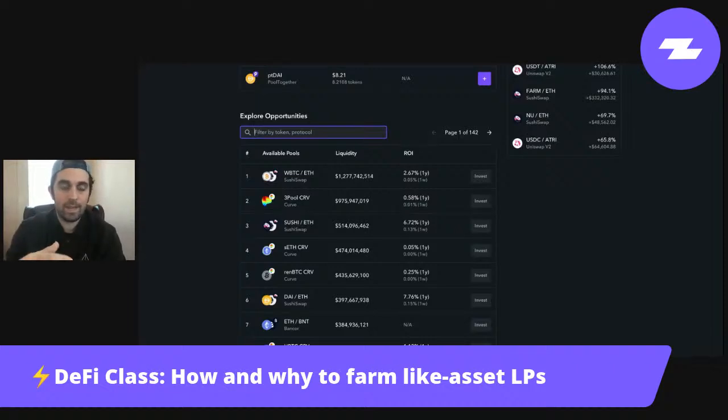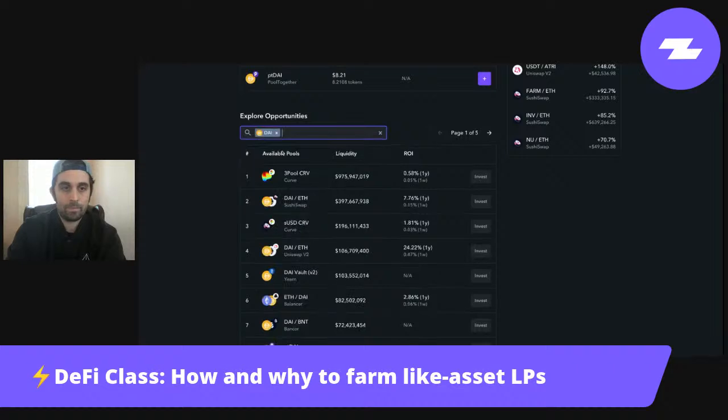Now, because I'm focused on like asset LPs, or pools that have assets that are essentially the same value or should be around the same value, I could start one of many different ways. I could start with a token like DAI, and then I can just start to look for LPs that involve DAI. So the 3pool on Curve is all stablecoins, and that could be an opportunity I could hop into. I'm going to be able to enjoy near zero impermanent loss. And so this is one example of a like asset LP that I could use.